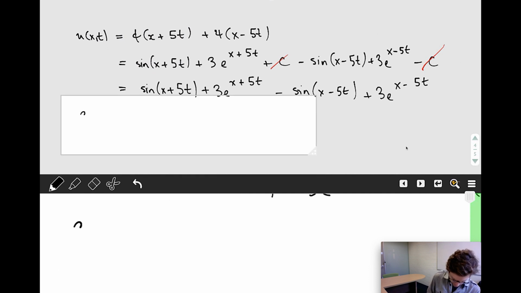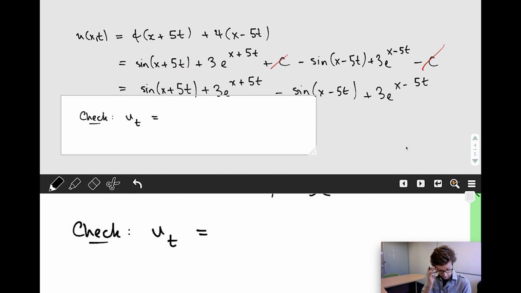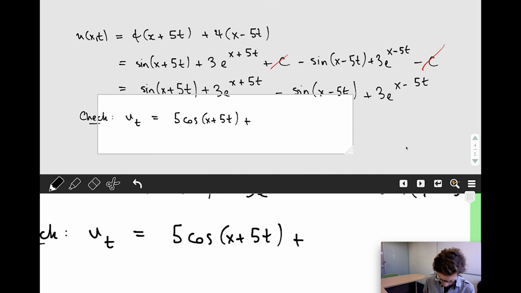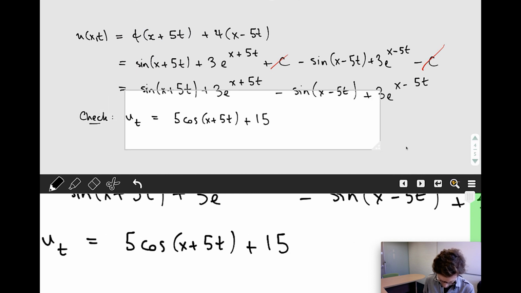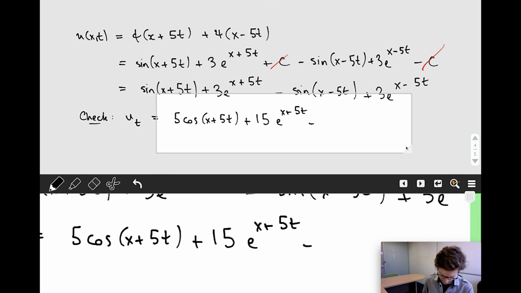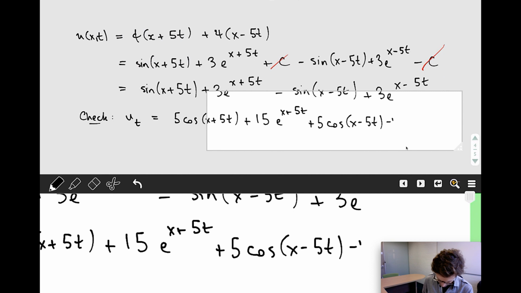So check. What is u partial derivative with respect to t? So that's going to give me, using the chain rule here, 5 cosine(x + 5t) plus 15e^(x+5t) minus 5 cosine(x - 5t) minus 15e^(x-5t).